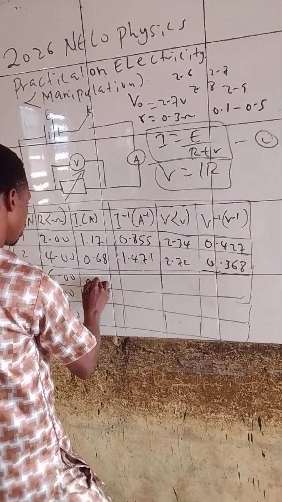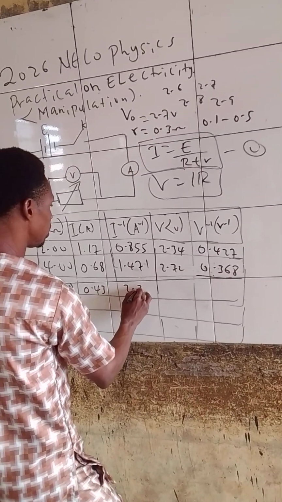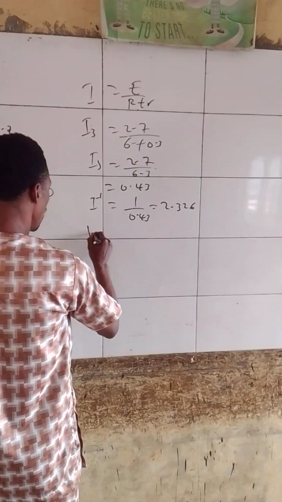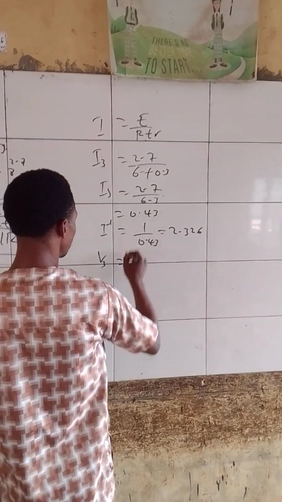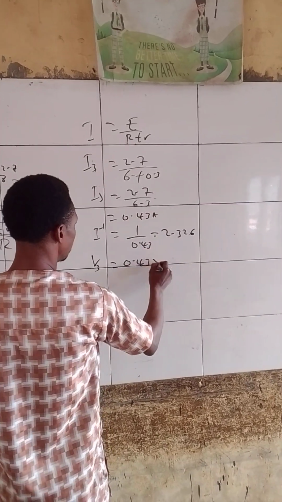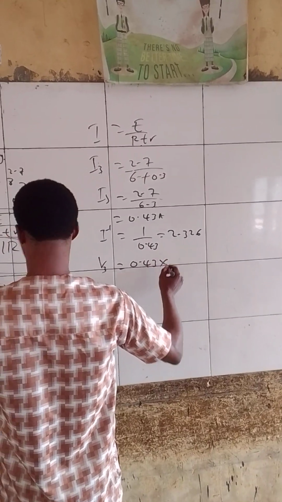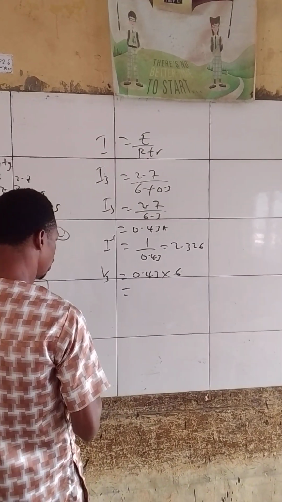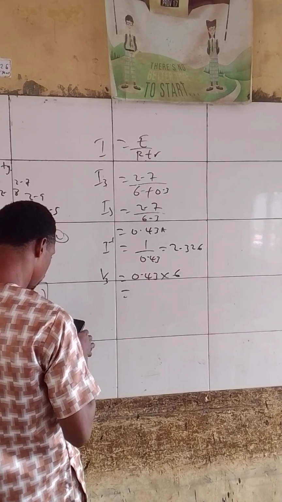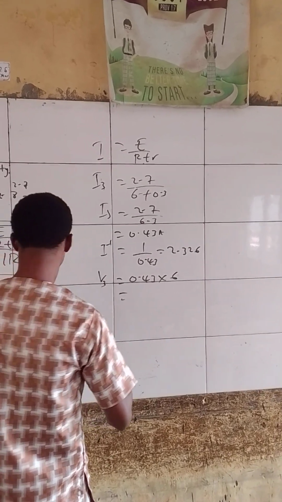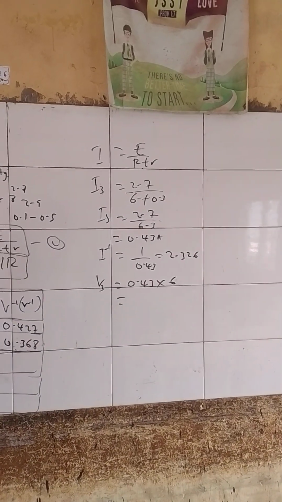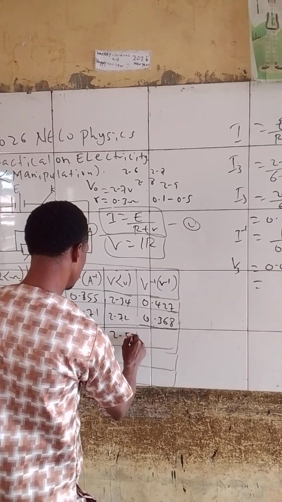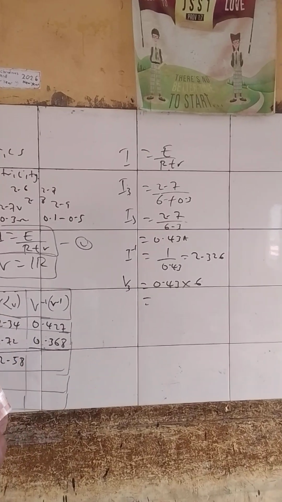So what is my current now? 0.43. And this one gives me 2.326. Now I'll find my voltage. Voltage for the total is IR. My current is 0.43, measured in ampere, times my resistance. I'm using 6. So 0.43 times 6 gives me 2.58 for the voltage.